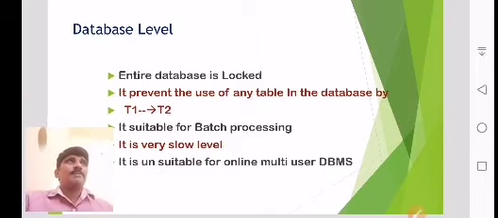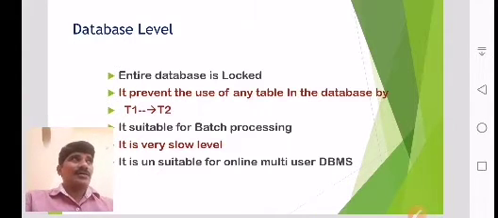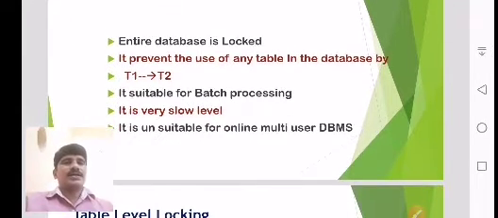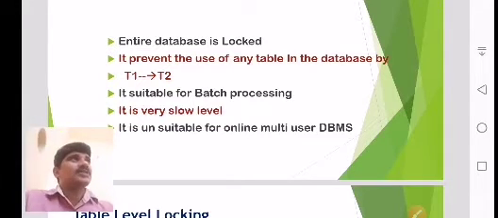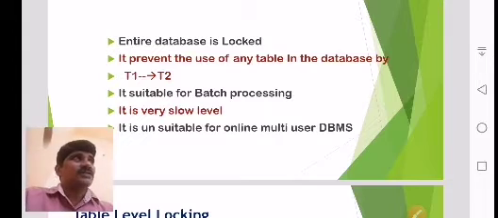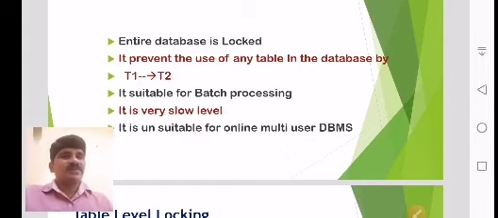It is suitable for batch processing. So group data operations can be performed by using database level locking. It is a very slow level of locking. Why? Because a large database can be involved. Suppose I have to perform two transactions on a single database, transaction 1 and transaction 2. If transaction 1 is accessing, transaction 2 will wait till transaction 1 is completed. So this is called elapsed time. What elapsed time is, and what wastage of time is, can be discussed in the concept of scheduling.